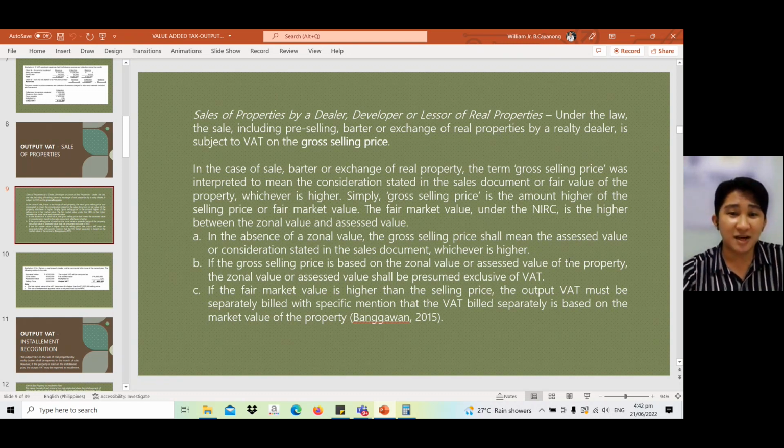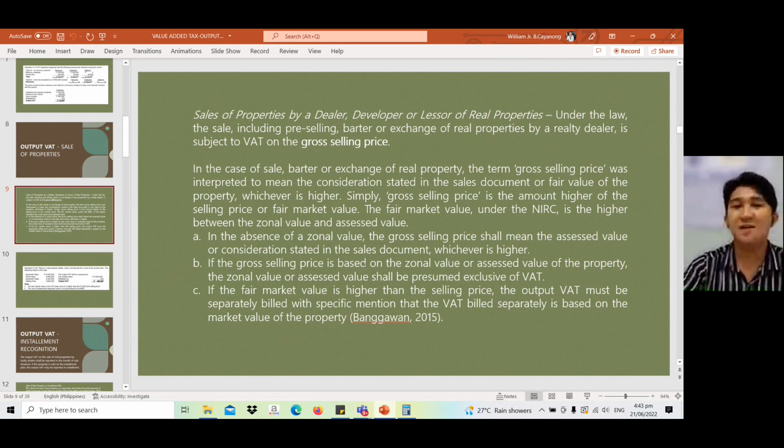B, if the gross selling price is based on the zonal value or assessed value of the property, then the zonal value or assessed value shall be presumed exclusive of VAT. When we say exclusive of VAT, the VAT is not yet included. The VAT is not yet added up there. However, if the fair market value is higher than the selling price, the output VAT must be separately billed with specific mention that the VAT is billed separately based on the market value of the property.